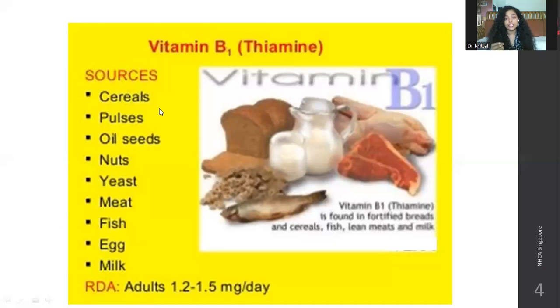And green gram, that is moong dal, that is whole, and not the one that is cut. The whole moong dal. Wheat, that is whole wheat. These are the best sources of thiamine. The majority of this is vegetarian, but definitely non-vegetarian sources also have vitamin B1.